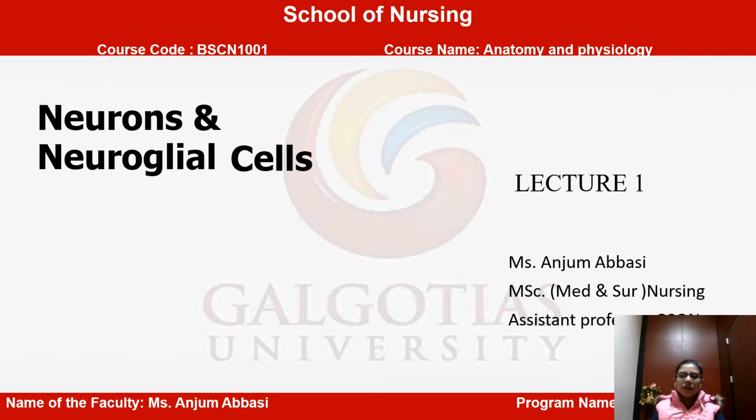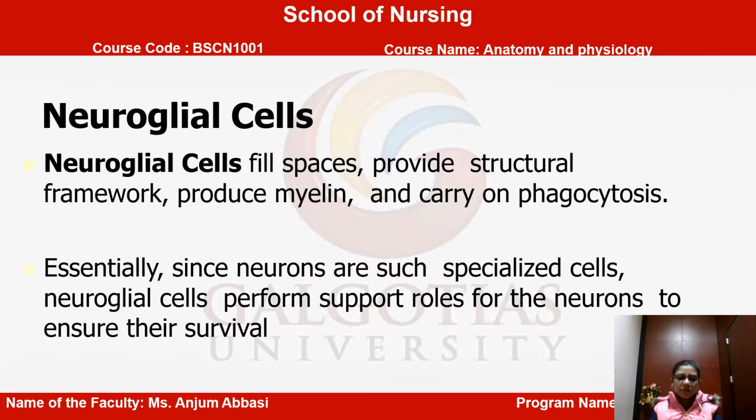So today's lecture we are taking on anatomy, in which the topic is neurons and neuroglial cells. So what do you mean by neuroglial cells? We can say neuroglial cells are specialized cells which remain in the brain and fill up the space and provide a structural framework to the brain, and they produce myelin and carry out phagocytic functions. We can say these are essential to neurons, specialized cells which perform roles for the neuron to ensure their survival.